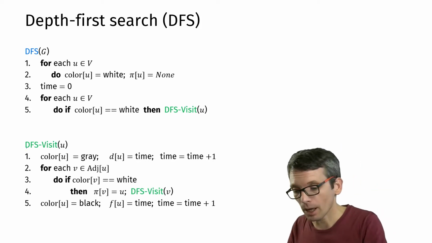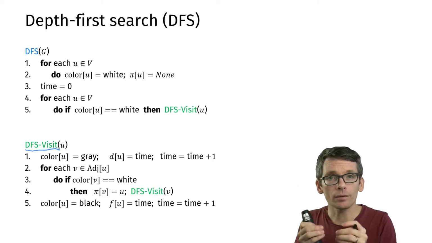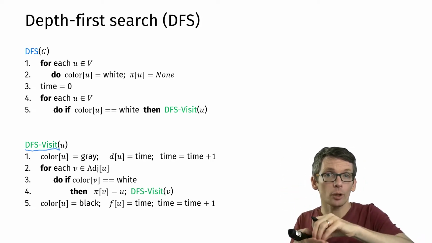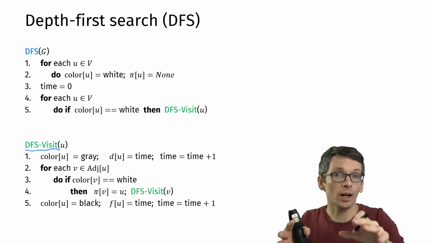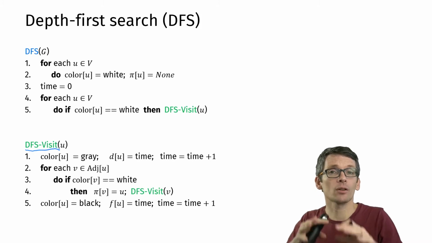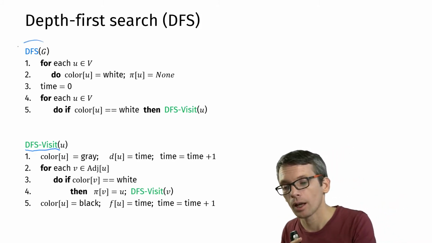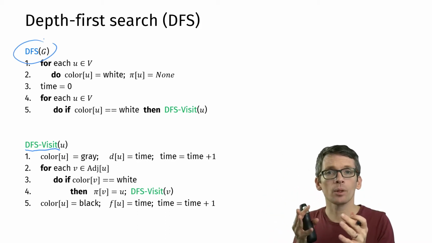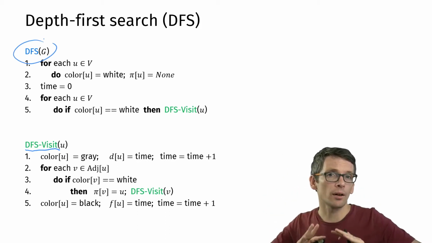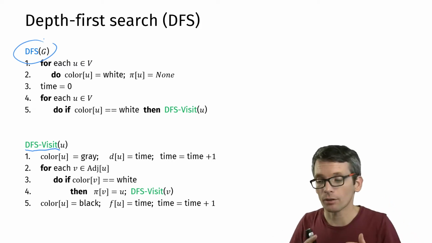The interesting part is this depth-first search visit here. So it's a recursive algorithm which, starting at a vertex u, visits the part of the graph reachable from u. But here we want to visit the whole graph. To make sure that we do so, we have also this, you could say, outside algorithm, which whenever we are done with a part of a graph, we then restart it at some white vertex.